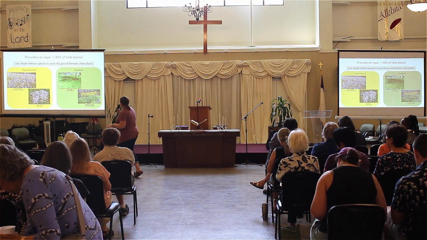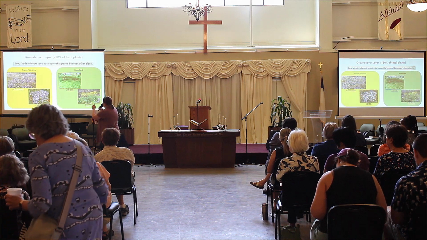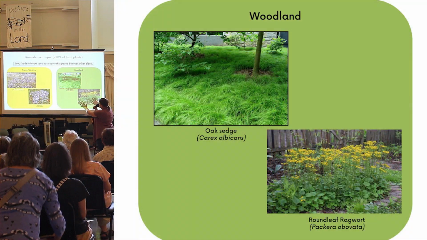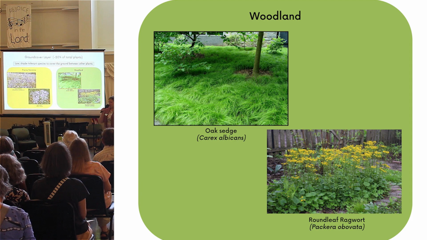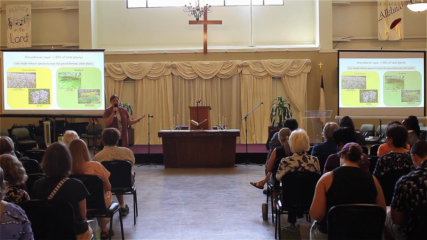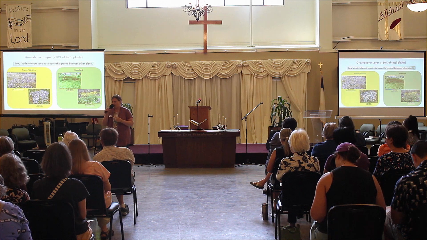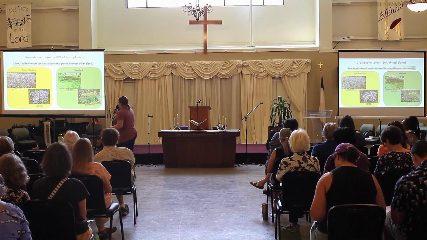And so we have species for a woodland like oak sedge, and this is a great example of what oak sedge can do. It likes dry shade, which I hear often that nothing likes dry shade. Well, oak sedge loves it. Cedar sedge loves it. So it's a great plant to put in between.